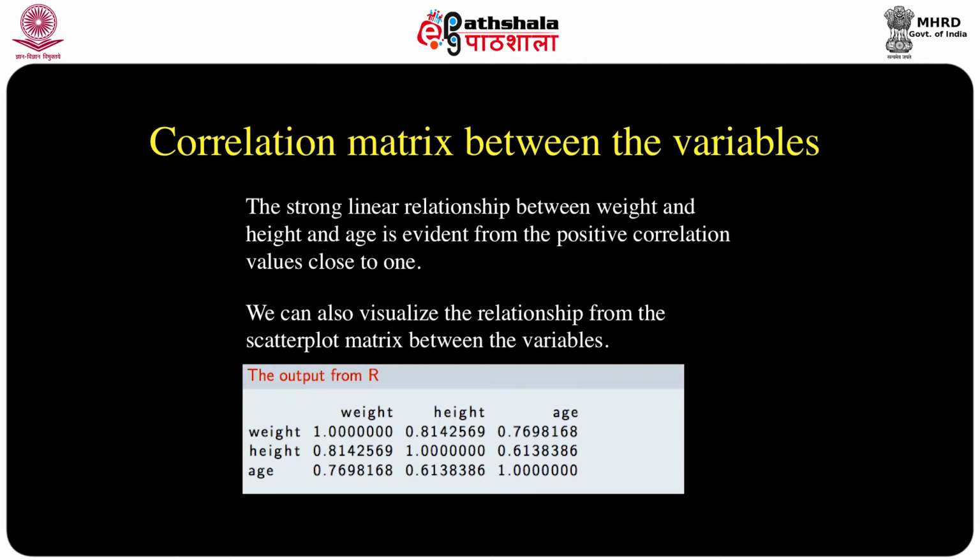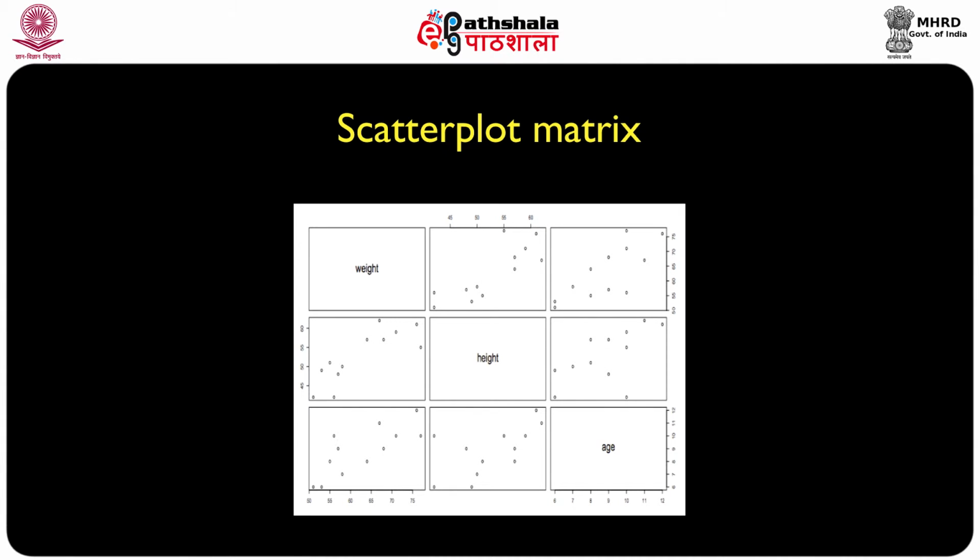Weight in this dataset is considered as the response variable and height and age are the two predictors. The scatter plot matrix shows that both the explanatory variables, height and age, are strongly linearly related to the dependent variable weight. However, we can also see that the two predictors, height and age, are strongly linearly related to each other. The strong linear relationship between height and age is also supported by the positive correlation coefficient values in the correlation coefficient matrix.